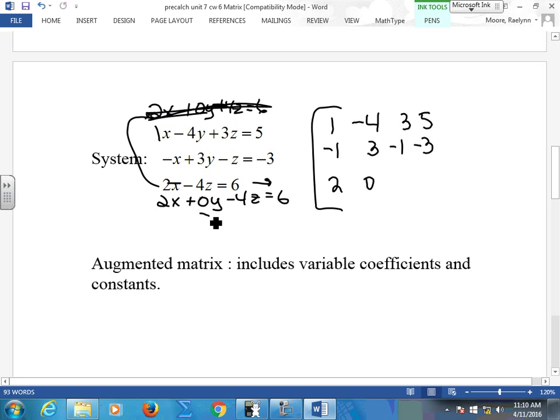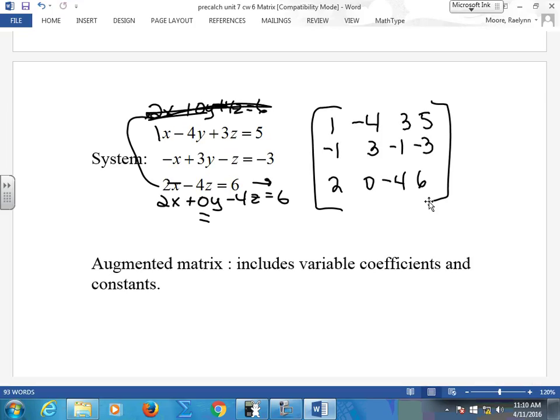Zero. Zero, sorry. -4 and 6. Okay. Put this in your matrix. It's 3 by 3. It's a 3 by... Nope, it's a 3 by 4, right? 3 by 4. 3 rows, 4 columns. Put this in your matrix.